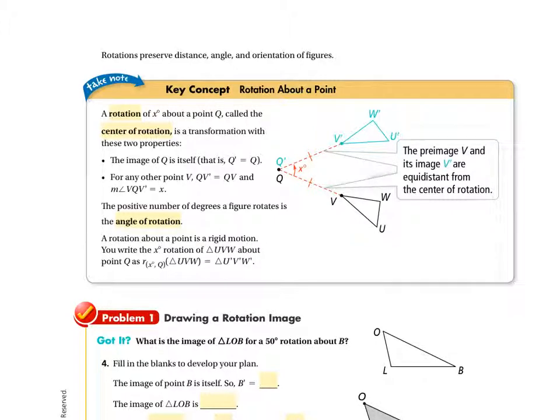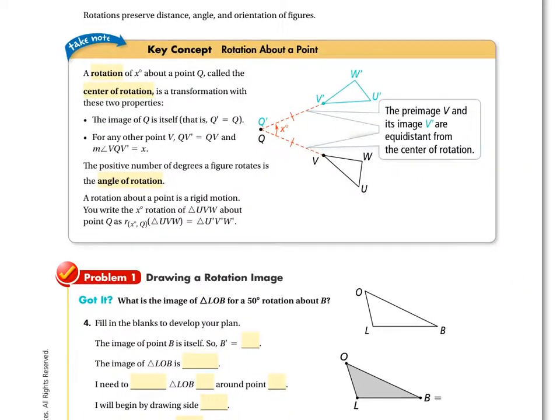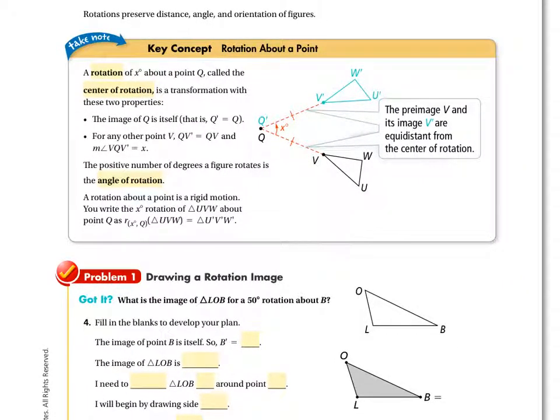All right, so let's look at the key concept. And you can see above here that rotations preserve distance, angle, and orientation of the figures. So that's why it is a rigid motion. It doesn't change the size or the shape of the figure. So it is the third rigid motion that we have looked at. And this is saying the rotation of x degrees, so however many degrees, about point Q. Q is called the center of rotation.